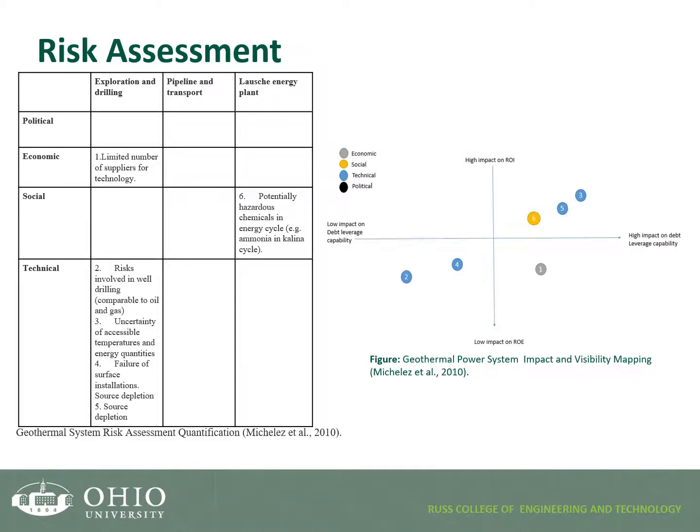Here we have our system risks and where they lie on a conventional energy impact and visibility map. For every geothermal power system, there are a few risks that need to be addressed before any money can be spent. These risks can either delay or completely stop the project from moving forward depending on their severity.